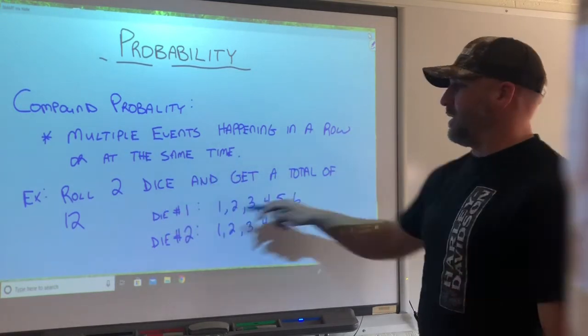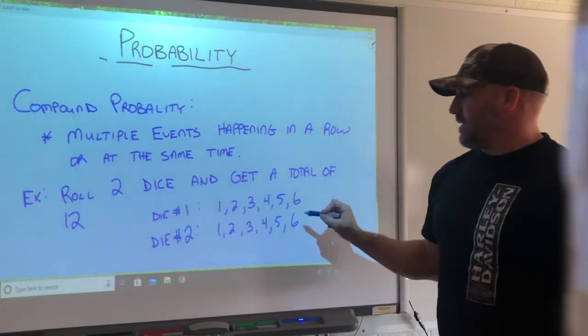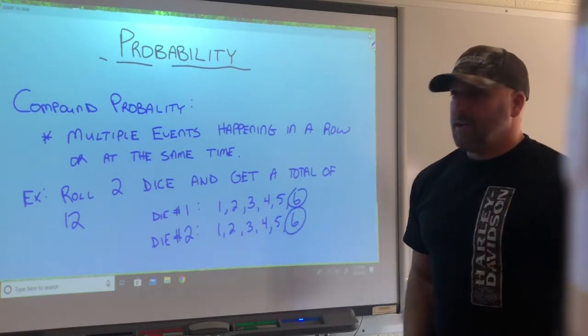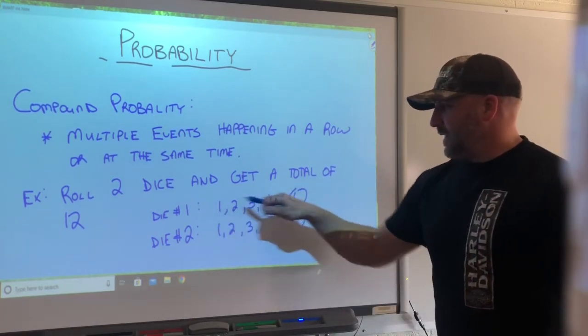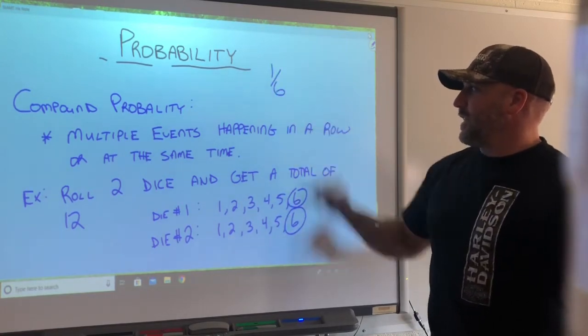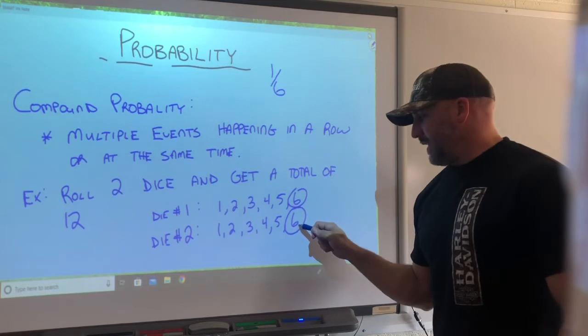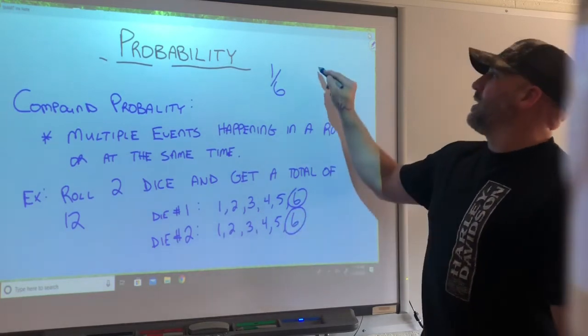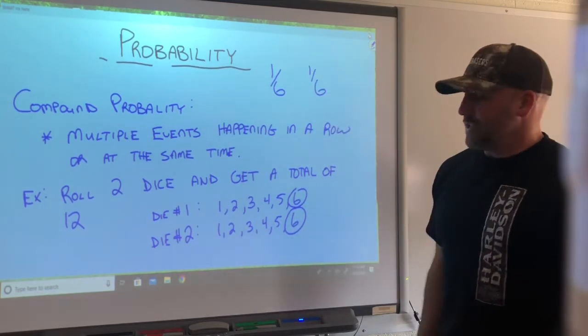All right, I want a total of 12. The only way I can do that is if I get a 6 and a 6. Well, what's my probability of getting a 6 on the first die? It's a 1 out of 6 chance. What's my probability of getting a 6 on the second die? It's also a 1 out of 6 chance.